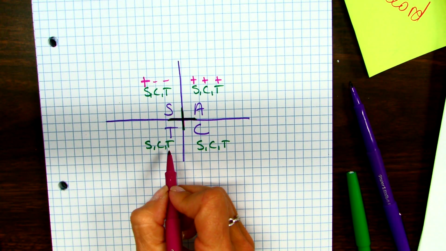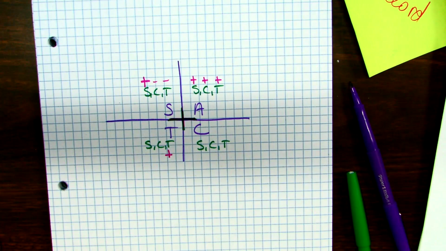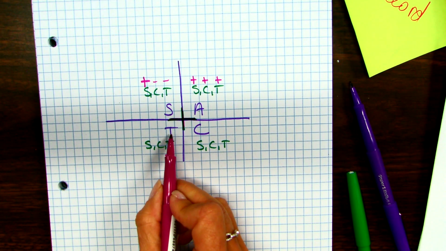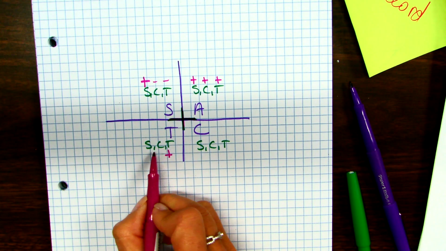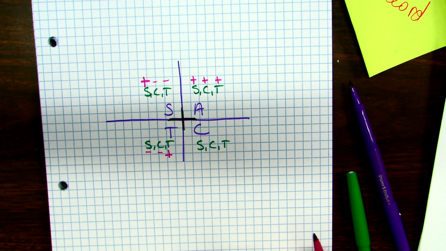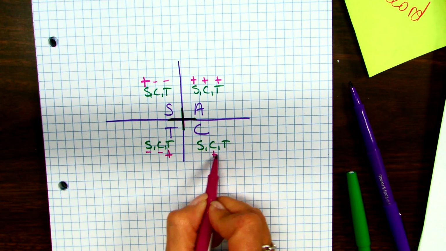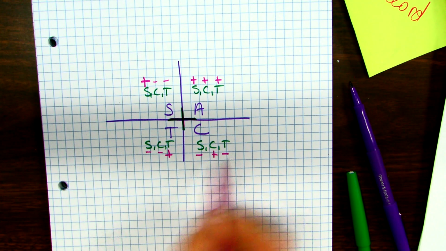No. Tan is positive. Okay. Yeah, all right. Tan is positive. So the only other option for the other 2 is negative. Okay. Yes. Cosine is positive, sine and tan are negative.